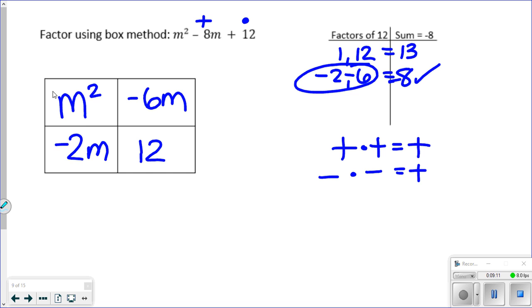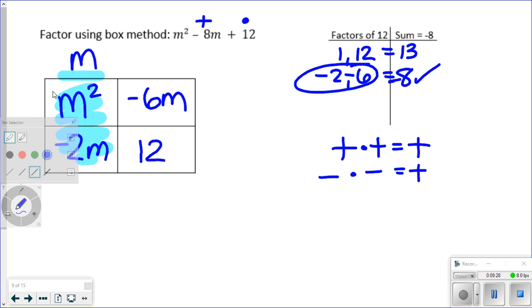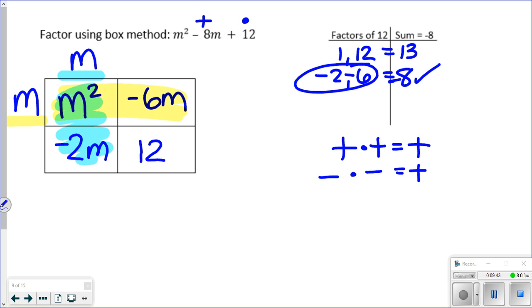All right, we can start here. It doesn't matter where we start, and our answer will go up top. So if I'm looking at m squared and a negative 2m, they don't have a number in common. They only have an m in common. That's the greatest common factor, the GCF. If I look here, what's the GCF? Or m times what is m squared? And that would be m. So m squared and negative 6m, the common factor is just 1m.